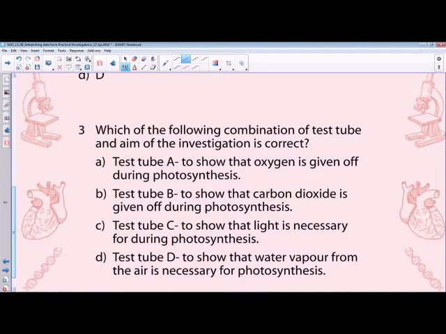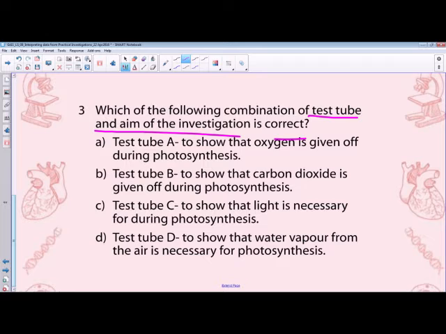Which of the following combinations of test tubes and aim of the investigation is correct? So we're going to look at which of the following combinations of test tubes and aim of the investigation is correct. So let's read through them and let's eliminate the ones that are obviously wrong before we attempt to find the correct answer.